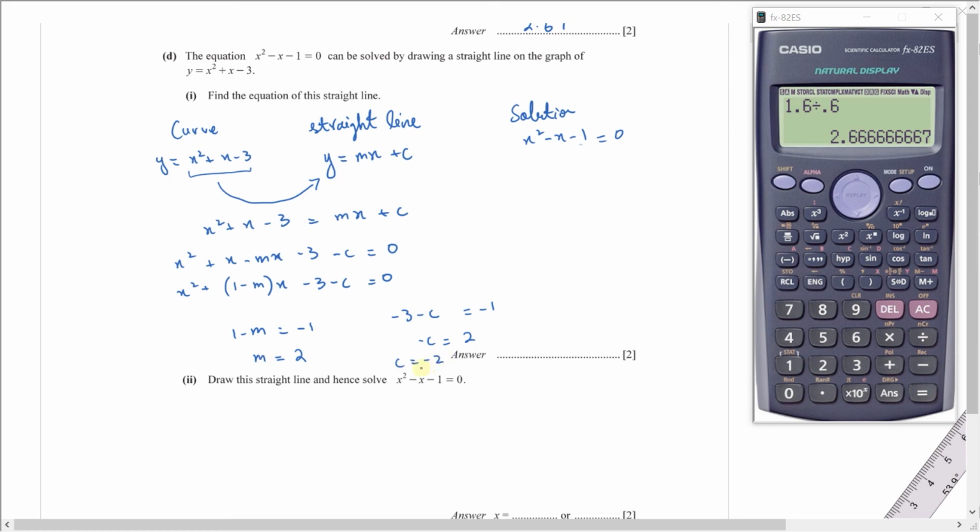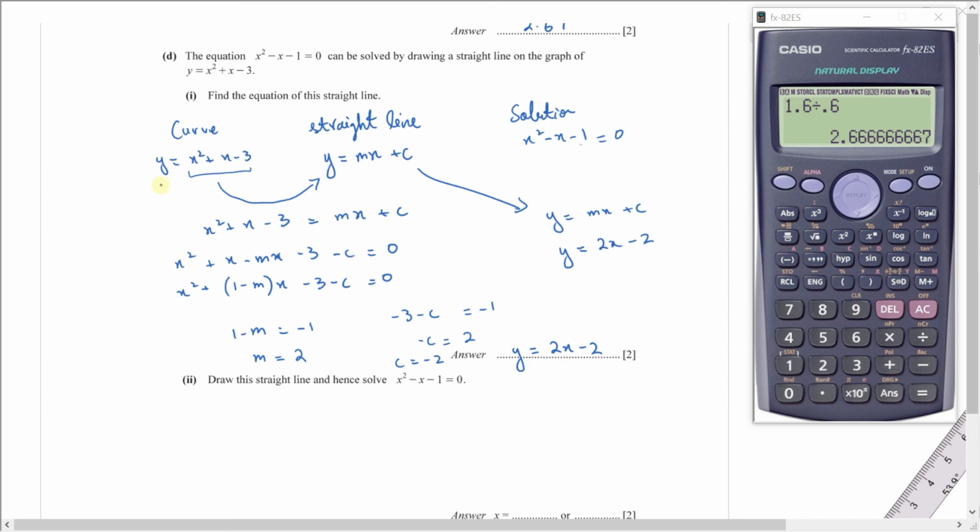So now you have m and c values. So your equation of this straight line, which was y equals mx plus c, will become y equals 2x plus c, and c is -2. So the equation of the straight line is y equals 2x minus 2.